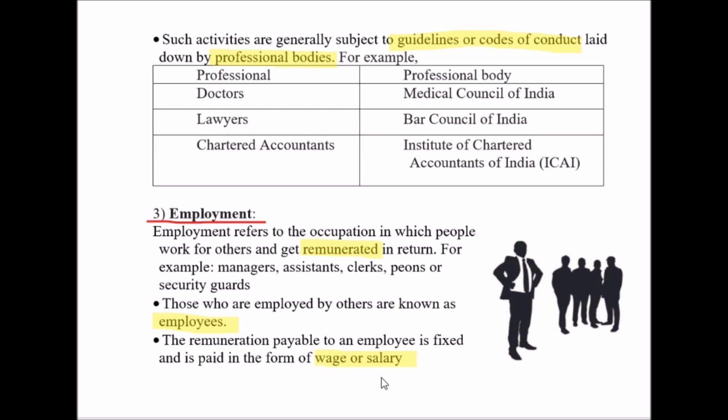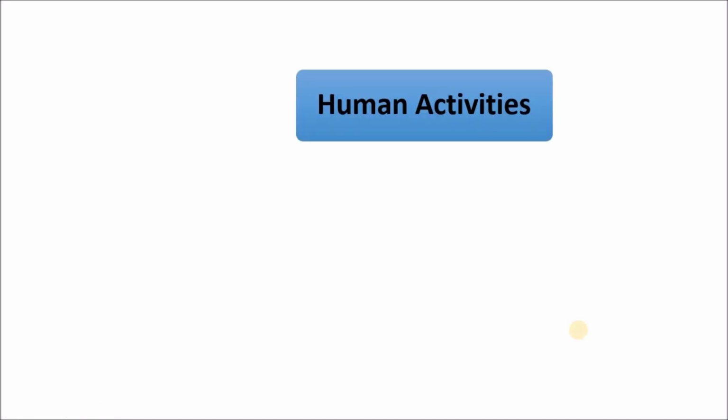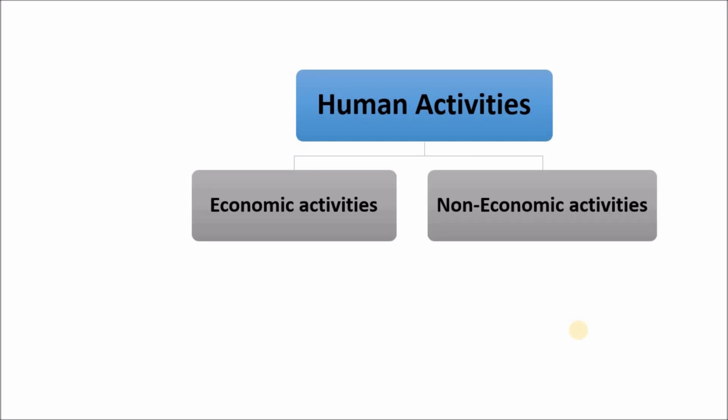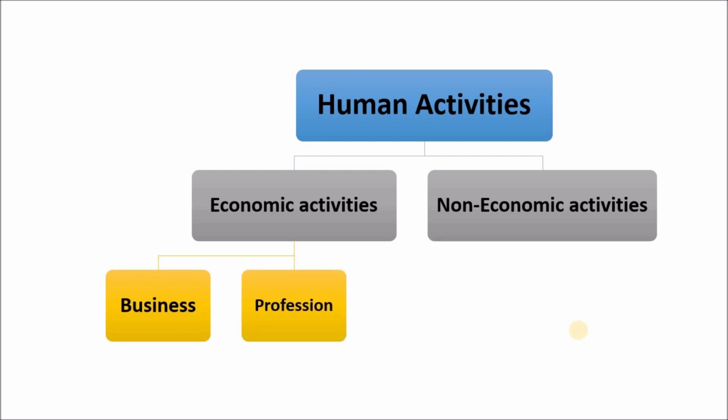So the topics which we have done till now are that human activities are divided into two categories: economic activities and non-economic activities. I told you economic activities are done for earning money, whereas non-economic activities are done to fulfill your psychological needs, social needs, and due to love, patriotism and other psychological reasons. Economic activities are further subdivided into business, profession and employment. Now, based on this, I am going to ask you a few questions.